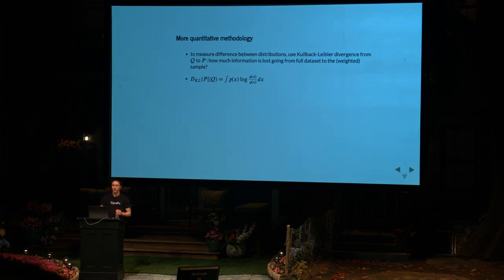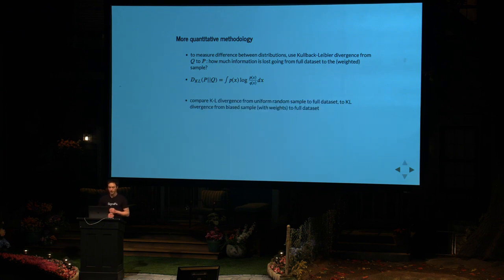And so what you need to do is come up with some kind of baseline. What you can do is, as a baseline, see what the divergence is between the full data set and a data set sampled uniformly at random, right? So compute that, and then compare that to the divergence between the full data set and the data set sampled not uniformly at random, with this focus on the right-hand side.